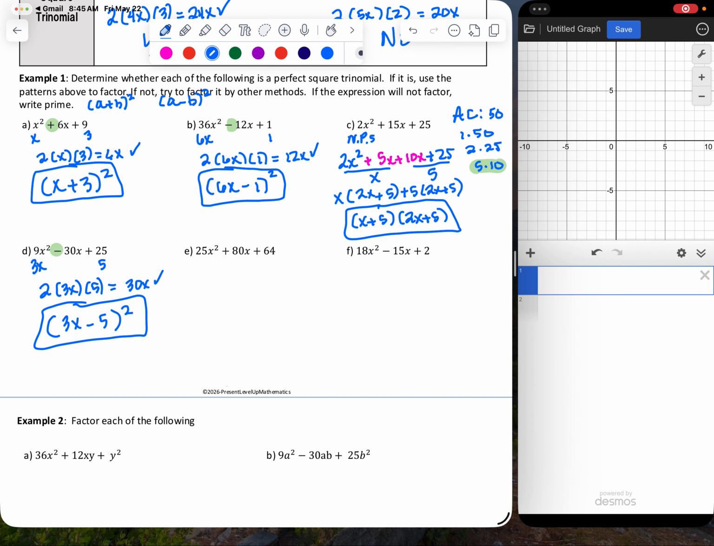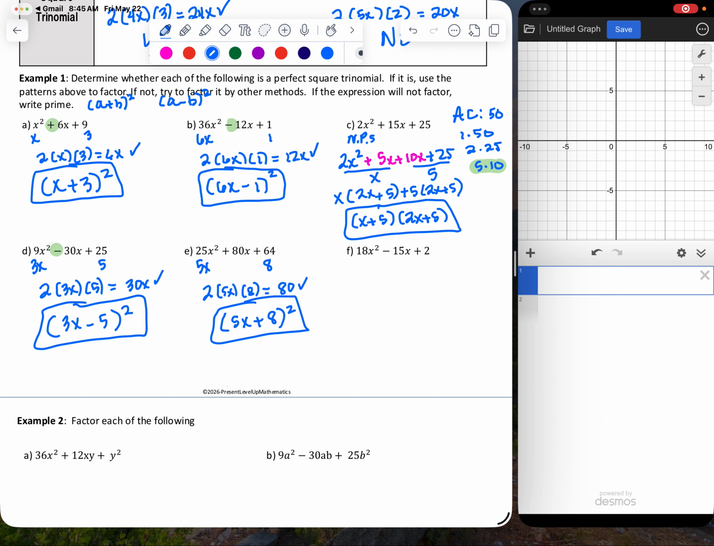All right. Problem E, 25x squared plus 80x plus 64. So the square root of my first term is 5x. The square root of my last term is 8. If I multiply those together and double them, will I get 80? So 2 times 5x times 8. 10 times, I do. So that's a perfect square trinomial. So I take the square root of my first term plus the square root of my last term, quantity squared.